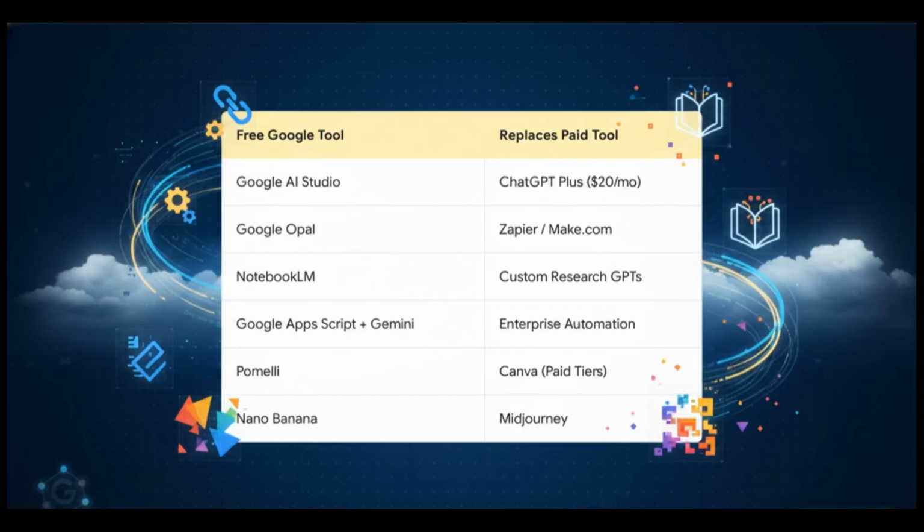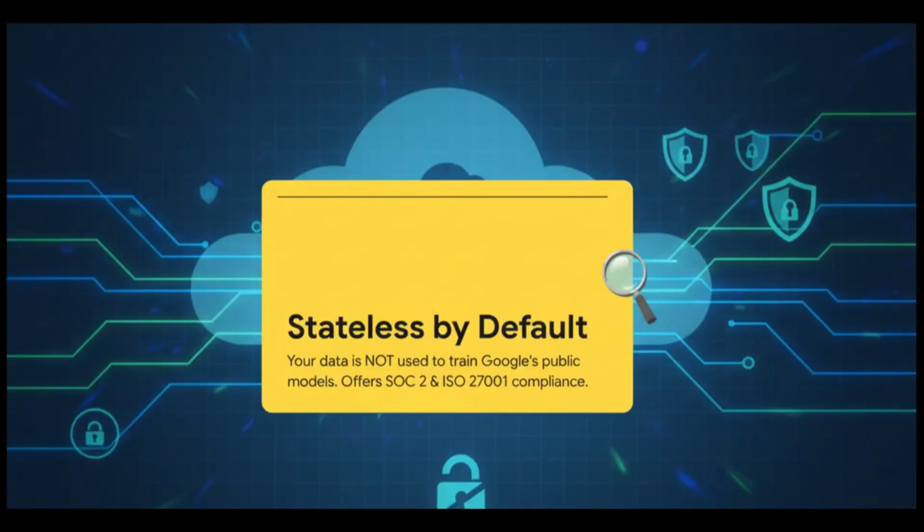It's a no-brainer. So what's the secret sauce for security? It's this concept, stateless by default. Now, in plain English, that just means your business data is your business data, period. It is not being used to train Google's public models. Think of it like a totally private conversation that just vanishes when it's over. And this isn't just a promise. It's certified with top-tier security standards like SOC 2. It's safe enough for a Fortune 500 company, but you get it for free.